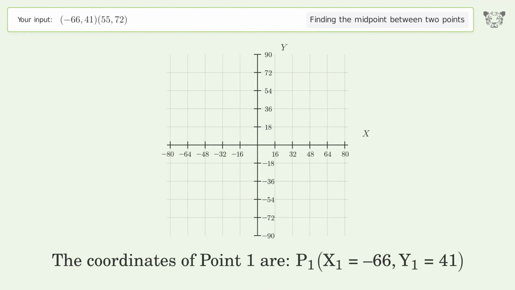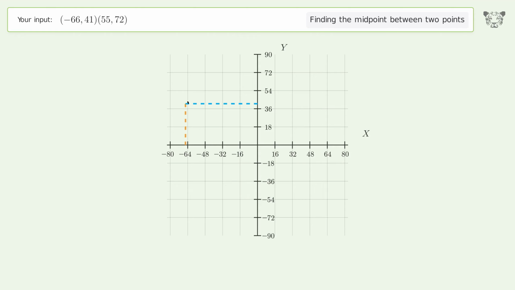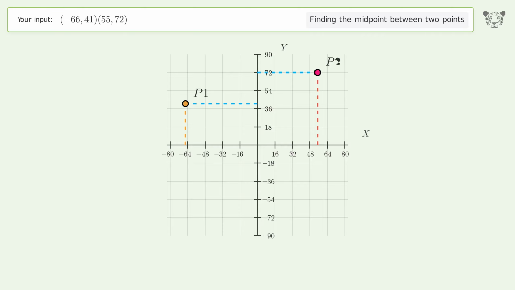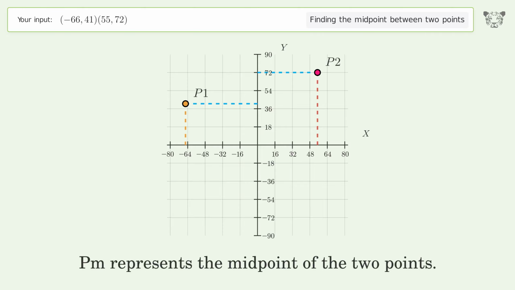The coordinates of point 1 are x1 equals negative 66, y1 equals 41. The coordinates of point 2 are x2 equals 55, y2 equals 72. PM represents the midpoint of the 2 points.